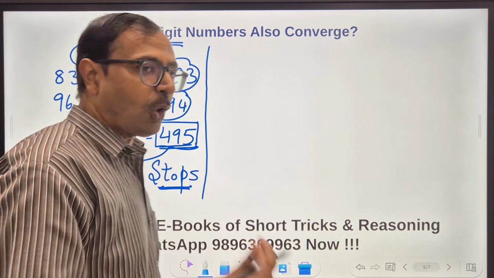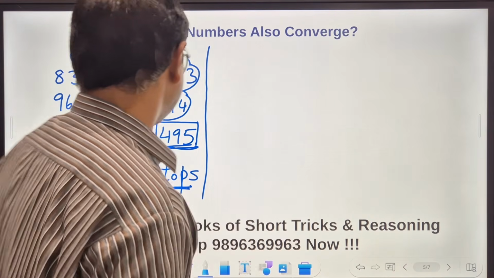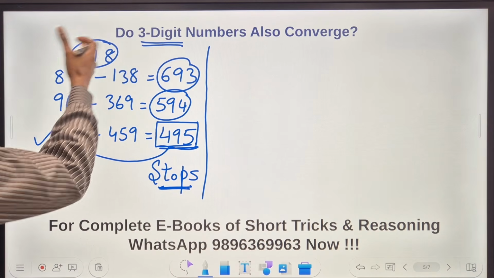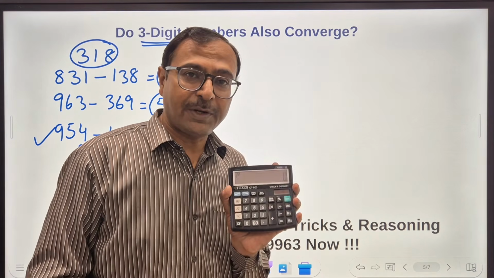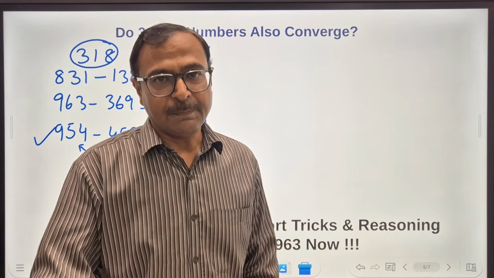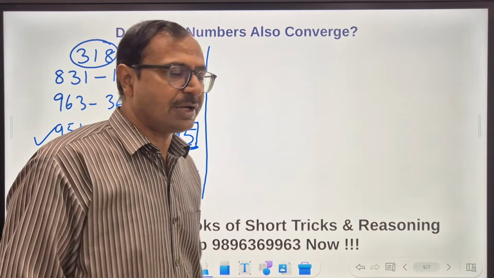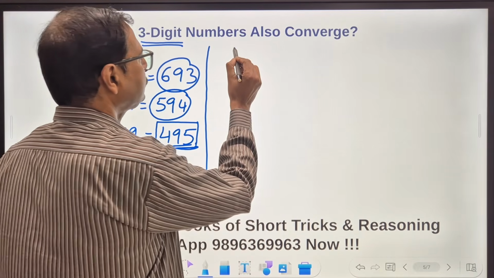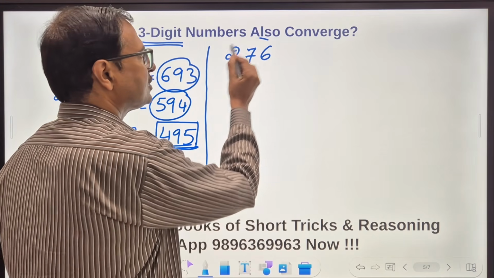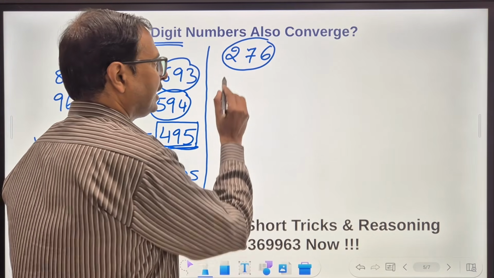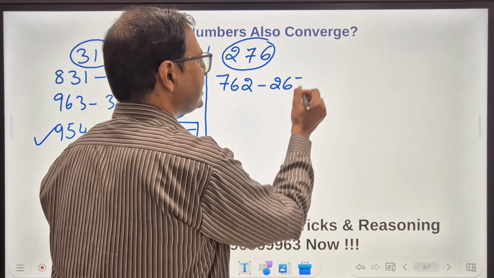Now does it work for all three digit numbers? It will be very, very interesting to find. Let's check. Suppose I take a different number. See, I am doing all random numbers. That is why I am using a calculator to subtract the numbers so that we can rush through the three digit numbers. Let's take another one. How about taking 276? Now starting with this number, the largest number is 762 and the smallest is 267.